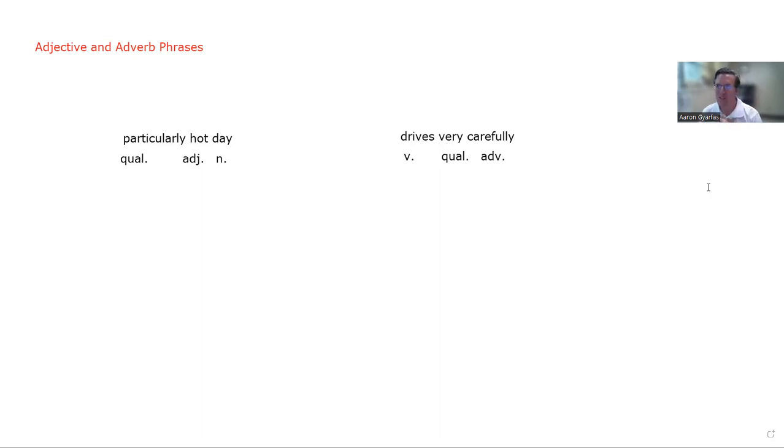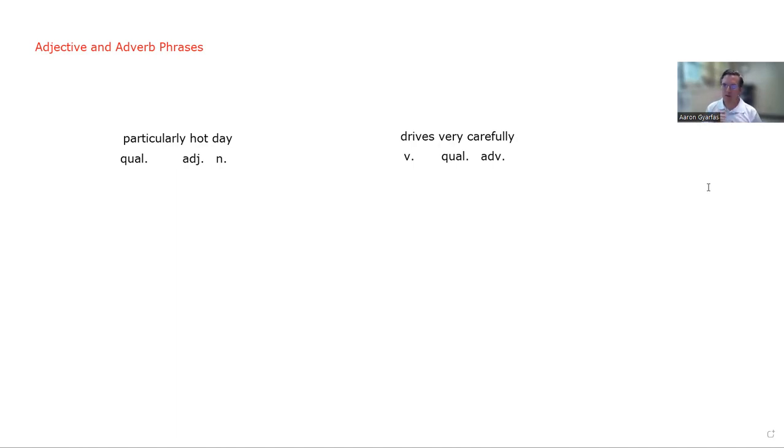So we have the word particularly. That's difficult for me to pronounce. That's a qualifier. It's modifying the adjective hot. There's no verb in sight, so it cannot be an adverb, right? They is a noun, of course. Drives, verb, obviously. Very, from before we said this is a qualifier. Carefully, the opposite of recklessly. There's our adverb with the ly suffix, right?